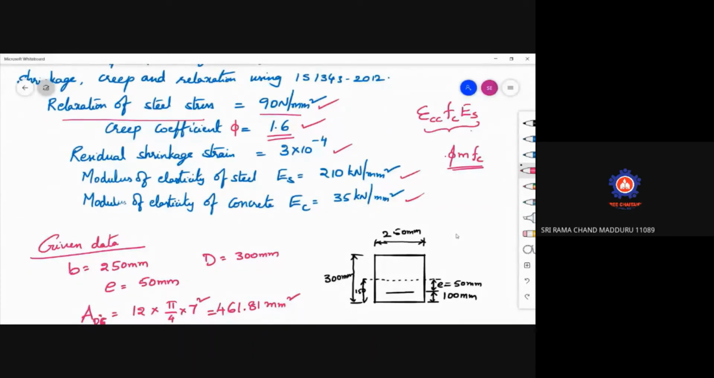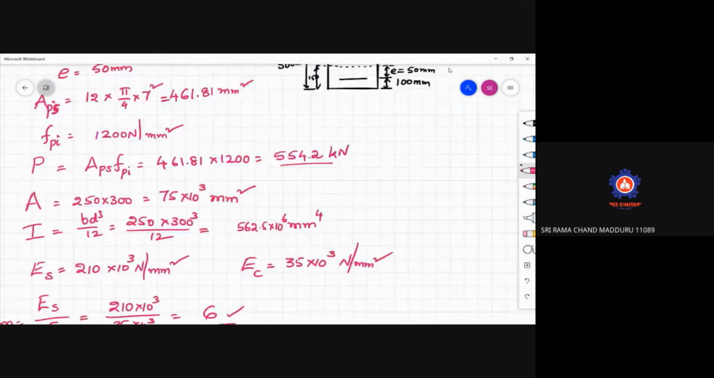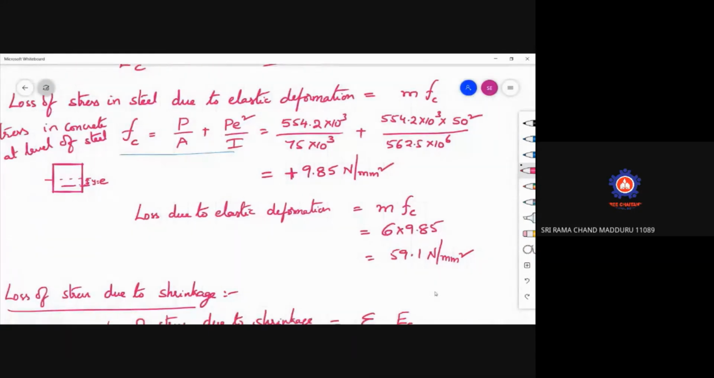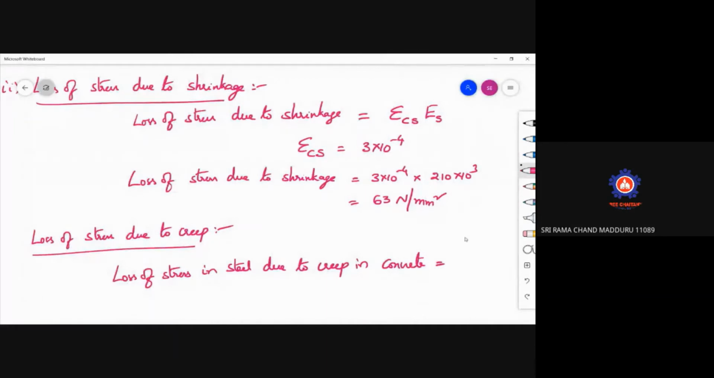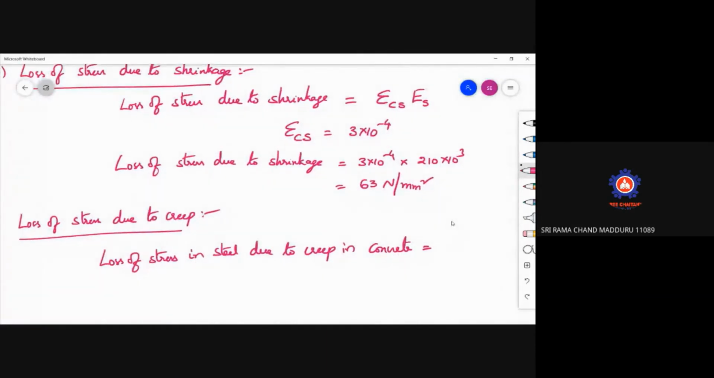So this phi is nothing but related to the creep coefficient. Phi into m, where m is the modular ratio. Fc is nothing but stress in concrete at the level of steel. So phi into m into fc, that I can substitute directly here. That means according to the given creep coefficient, we will decide whether we should go with the creep coefficient method or ultimate creep strain method.